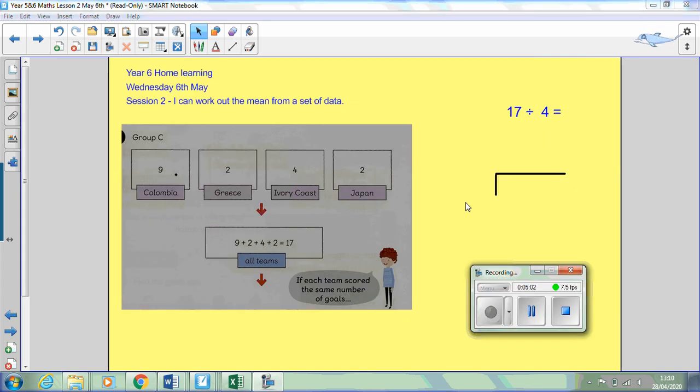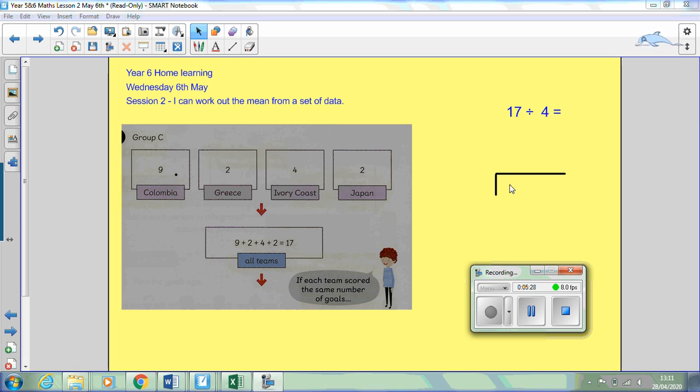Now we can move on to Group C. And the total number of goals scored by the teams was 17. Fantastic, 9 goals scored by Colombia. Not so good from Japan and Greece, and the Ivory Coast did okay. So in order to work this out, we've got to do 17 divided by 4. It's not going to be a whole number because 17 isn't a multiple of 4.